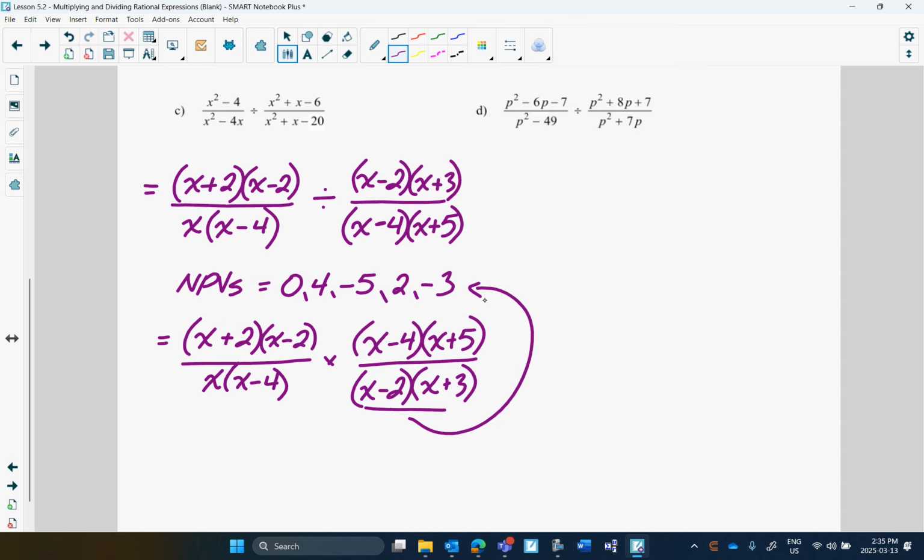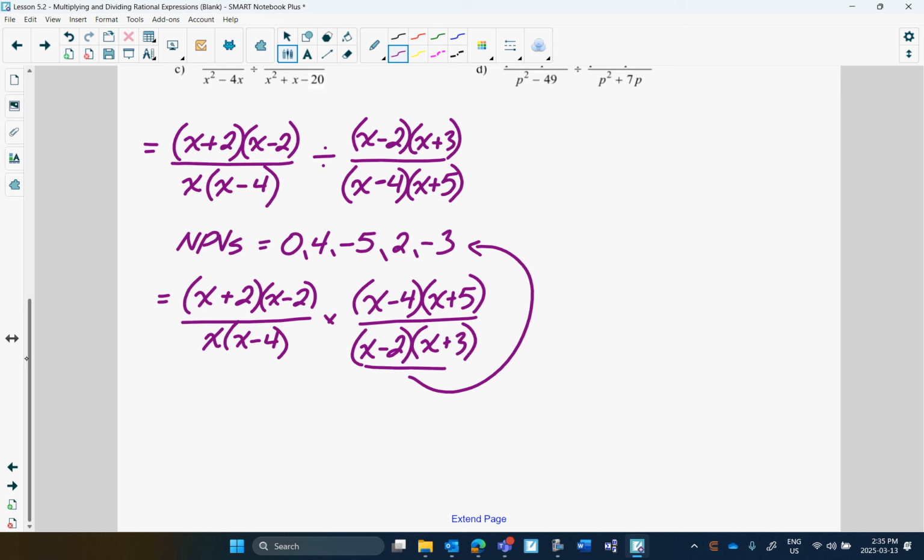And now we are ready to cancel, to reduce. So we got x minus 4s, x minus 2s. Looks like that's it. So remember, leave it in this form. Don't multiply through. So we've got x plus 2 times x plus 5 on top, and x times x plus 3 on the bottom.